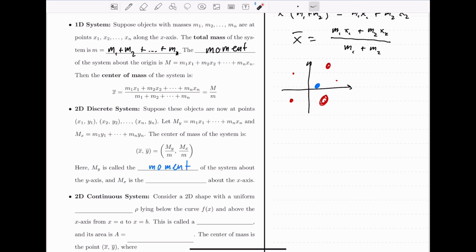That's again measuring the tendency for the system to rotate about the y-axis or to tilt about the y-axis. M sub x is called the moment about the x-axis. That is measuring the tendency of the system to rotate or tilt about the x-axis. Let's use these formulas to work through example 2.